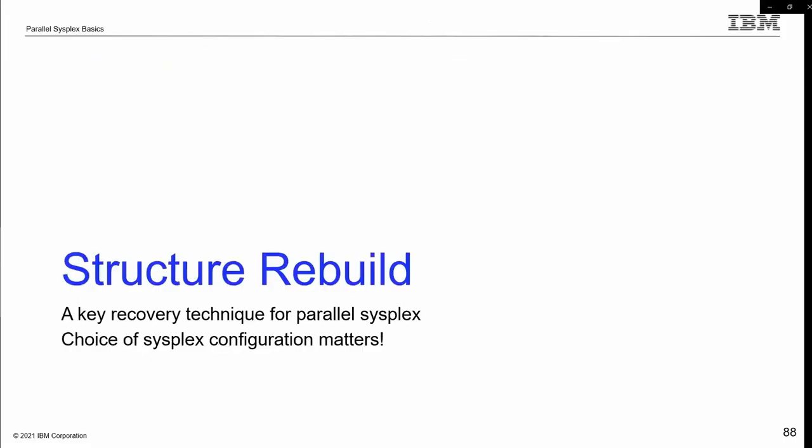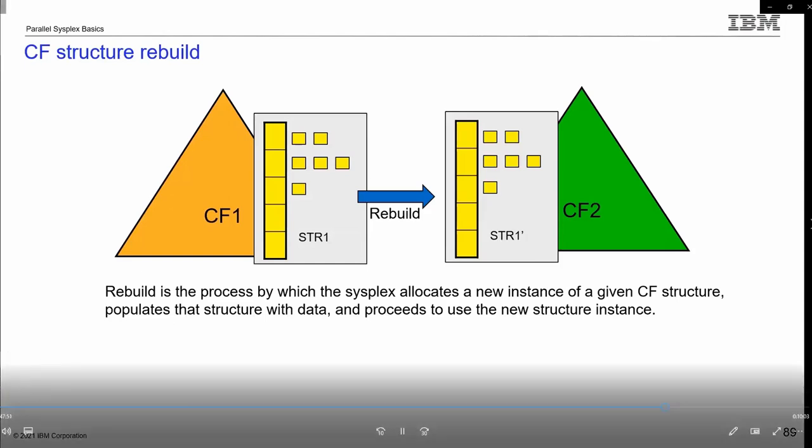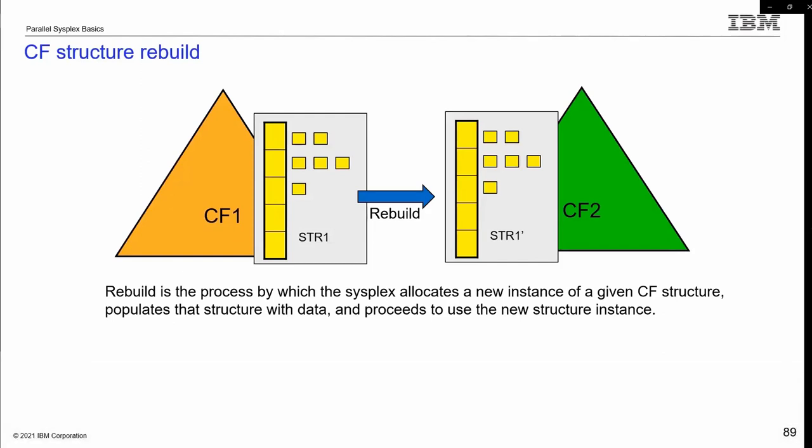Let's talk about how we recover shared data in a parallel Sysplex environment. There will be cases where I need to make a copy or to reconstruct the data in a CF data structure. CF structure rebuild can make all this happen. So for maintenance purposes, for example, I may want to make an actual physical copy of the data from CF1 to CF2. I'm bringing down CF1, I'm going to apply maintenance, and I need to copy the structure contents over to CF2. Structure rebuild can make that happen.